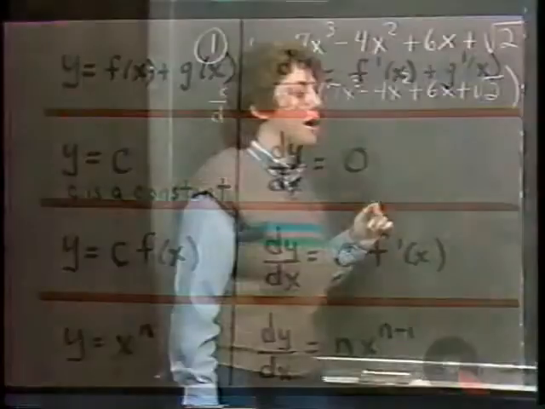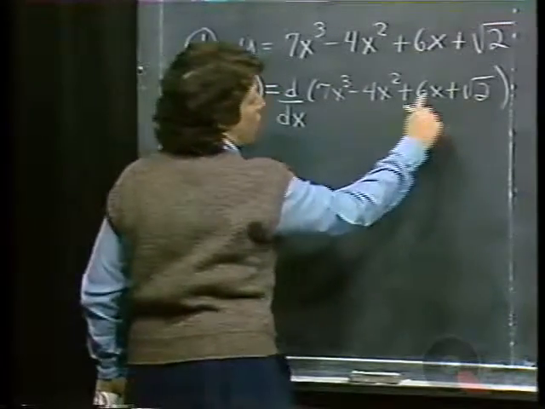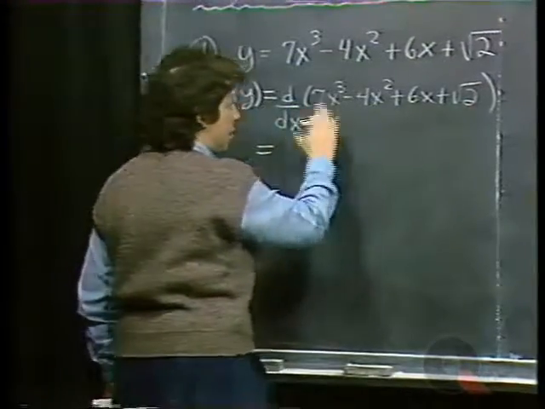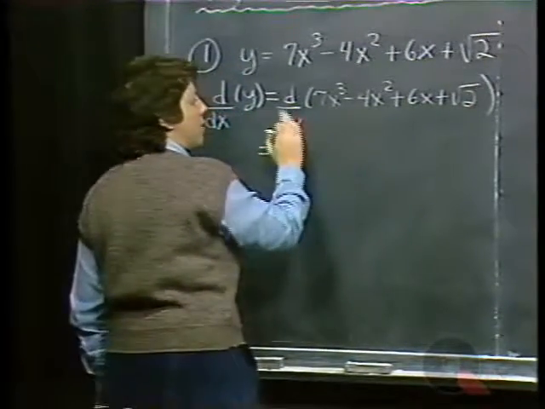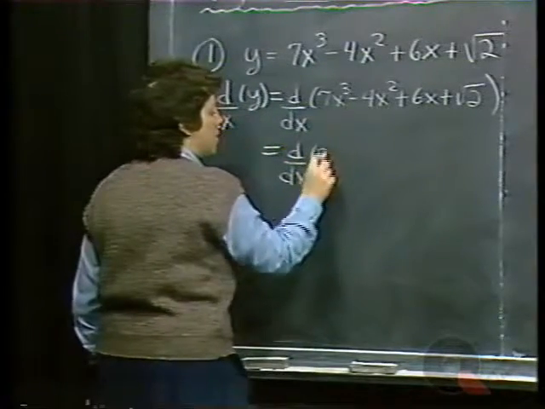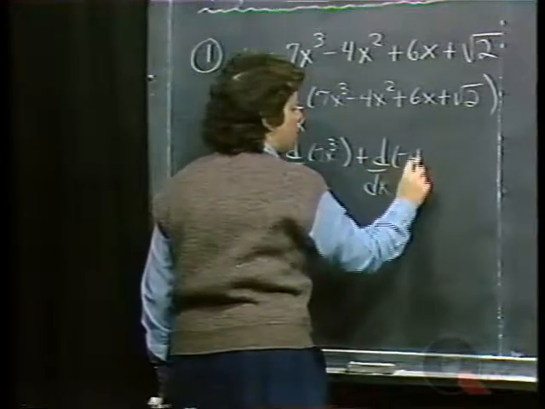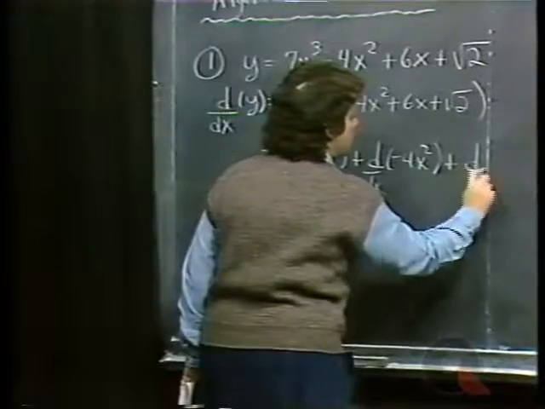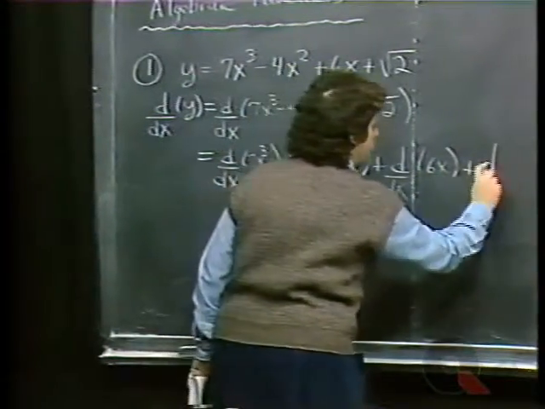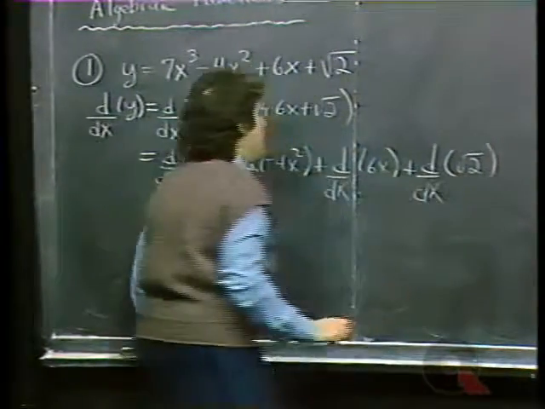Okay, let's go back to our problem. We were faced with the derivative of the sum of 4 functions. According to our first rule, we can break this up into 4 smaller problems. Instead of worrying about the derivative of this whole mess, we can break it into the derivative of 7x cubed plus the derivative of minus 4x squared plus the derivative of 6x plus the derivative of the square root of 2. All of our derivatives, of course, are with respect to x.